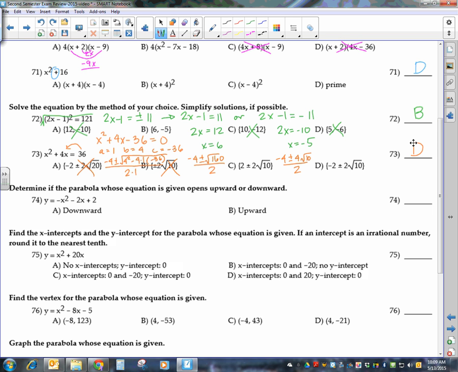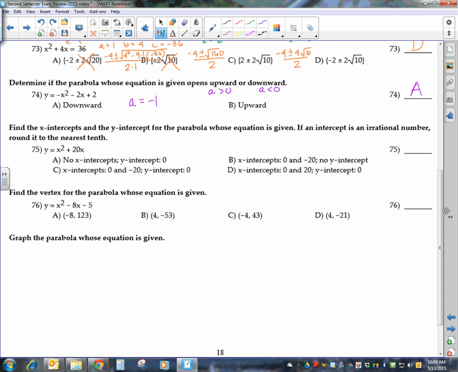Okay? All right, 74, determine if the parabola goes up or down. It goes up if a is greater than 0, and it goes down if a is less than 0. a equals -1, which is less than 0, so my parabola goes down. And no, the whole exam will not consist of those problems.